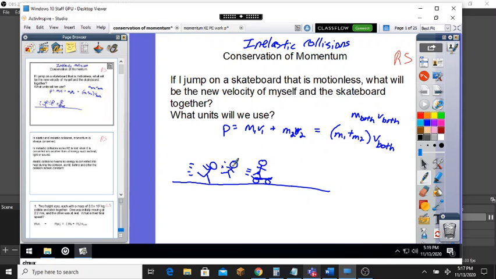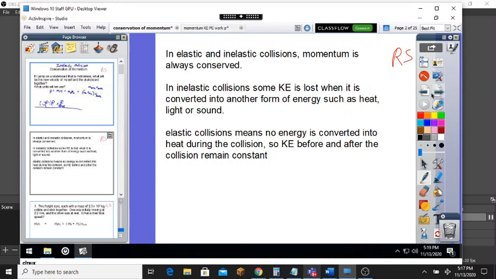So here you have the mass and the velocity of the guy or girl running, the mass and the velocity of the skateboard, and once this person jumps on it, now you have the person and the skateboard, right? Mass 1, mass 2, and now you are both moving. Okay, so this is the formula that we're going to be using. There's two types of equations: elastic and inelastic equations or collisions.